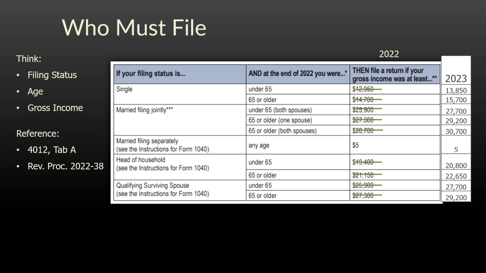Because we are getting an early start, VITA has not yet updated their materials. So you can see that I've crossed out the amounts in the 3rd column. Those are last year's numbers. I've updated the numbers for the coming tax year in the table to the right.